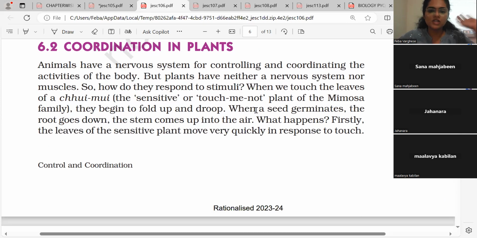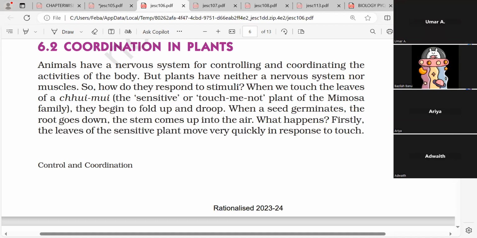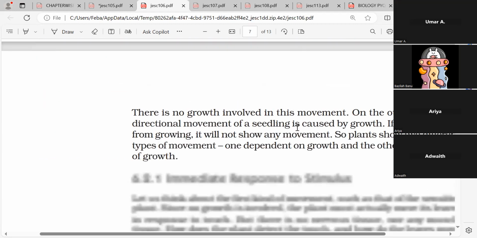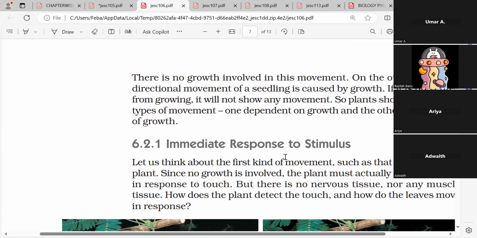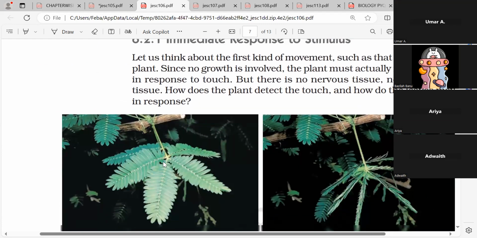And now about the coordination in plants. Do the plants coordinate? Yes. How do they coordinate various activities? Quickly, say quickly: tropic movement and nastic movement. Yes, they exhibit certain movements called the tropic and nastic movements, and also they have phytohormones or the plant hormones. They are also helping in the coordination, right? Yes, and immediate response to the stimulus happens in the plants also, right?